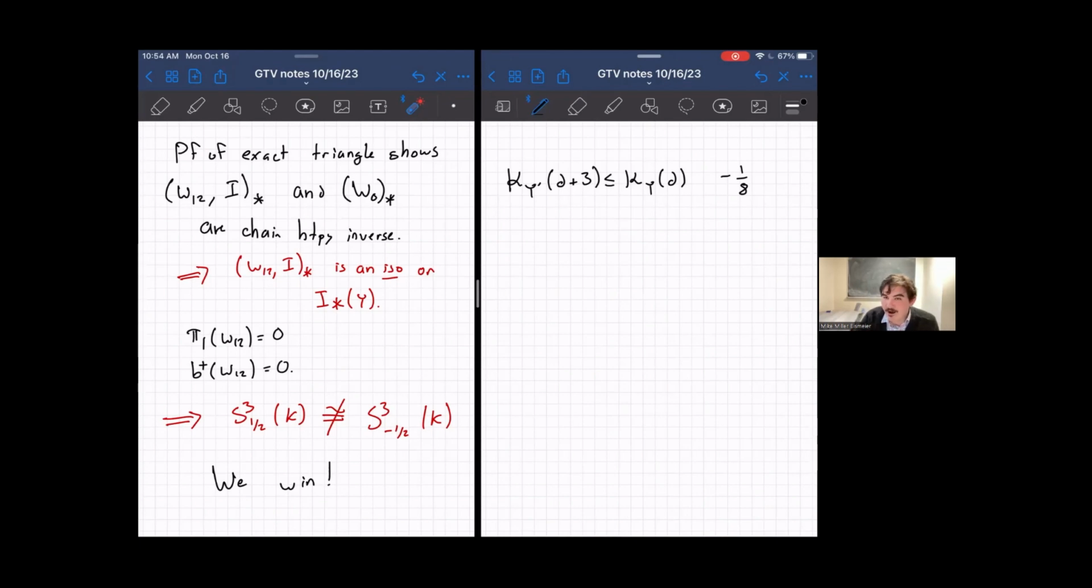If y is the same as y prime, you can iterate this to get something along these lines. Kappa y of d plus 24 is bounded by kappa y of d minus 1. Maybe this is a plus 1/8. Anyway, you end up getting some silly contradiction like this. The constants work out such that if you iterate this and use periodicity, the degree constant has beaten the Chern-Simons constant. You end up getting an impossible inequality.